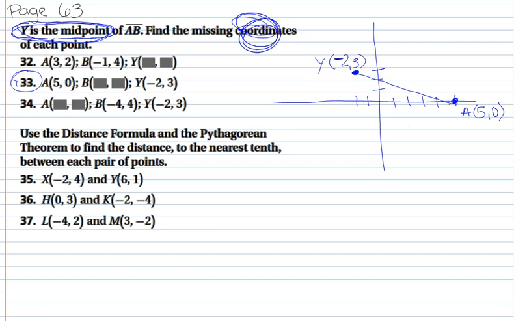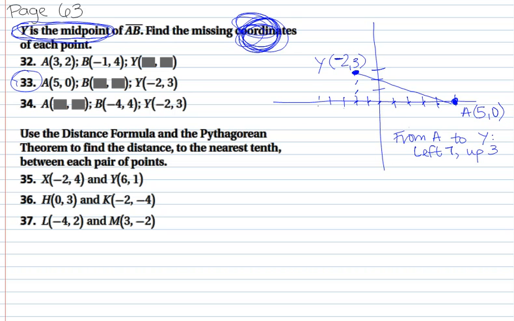So for example, from this point A, I need to go 7 places to the left. So 1, 2, 3, 4, 5, 6, 7, and then I go up 3 places. 1, 2, 3. So from A to Y, left 7, up 3. Okay, from Y to B, which is the next point that we're looking for up here somewhere, it's going to be the same thing. We go 7 left and up 3.